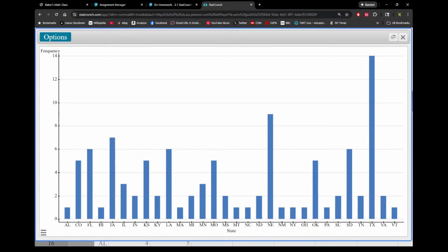Which state had the least amount of tornadoes? Massachusetts is one of them. Alabama, Hawaii. Who would have thought Hawaii had a tornado? Montana, North Carolina, New Mexico, New York, Ohio, Pennsylvania, and Vermont were all one. And you can literally click on them and actually see what they are. Apparently, I can't unclick them once I've clicked it, but that's okay.